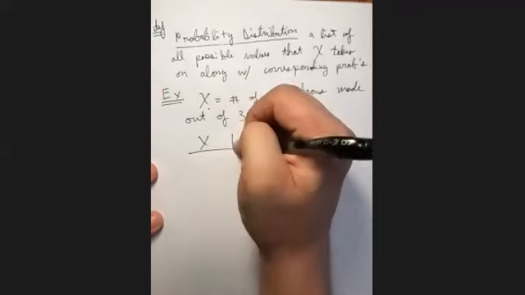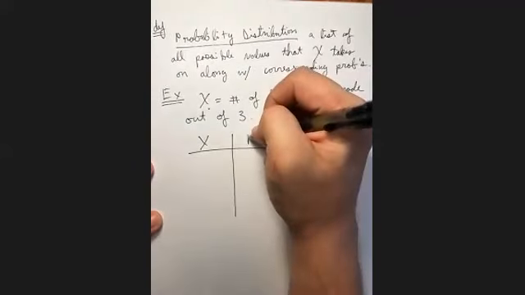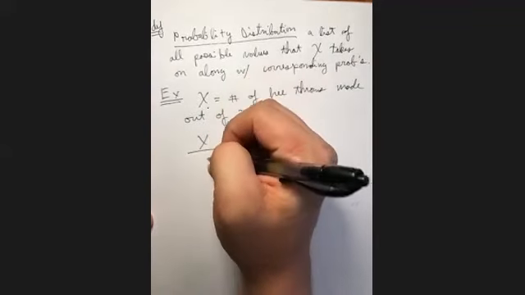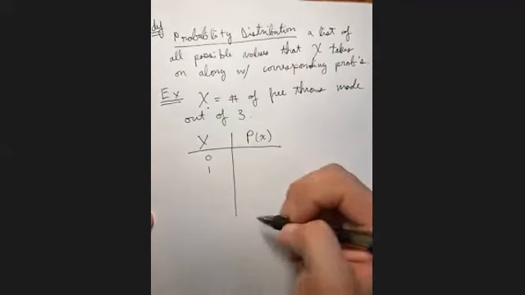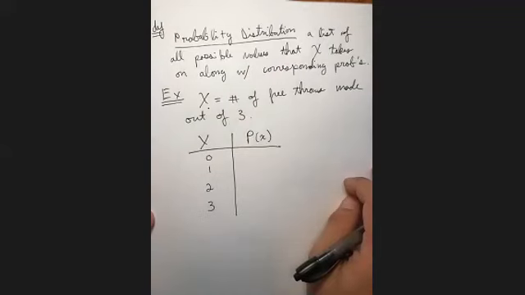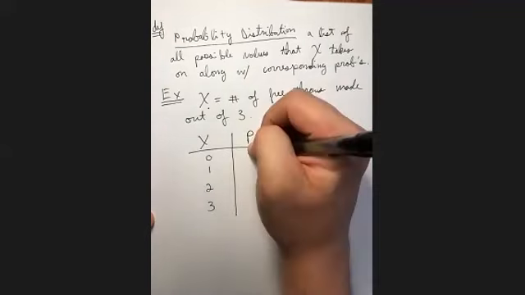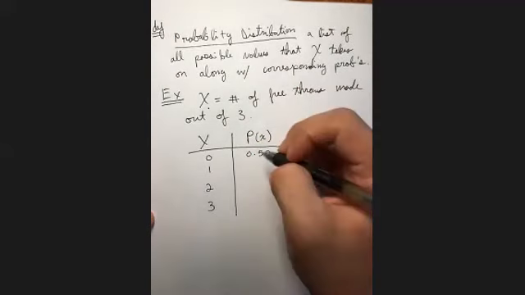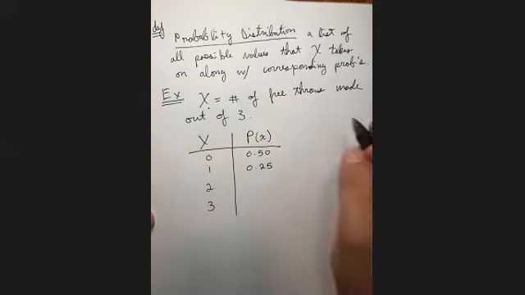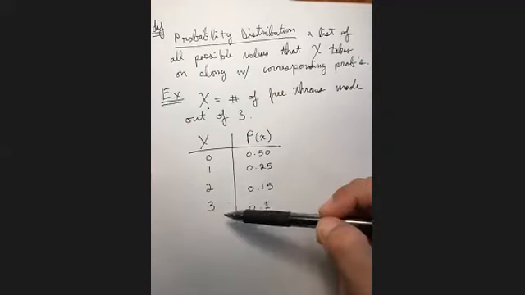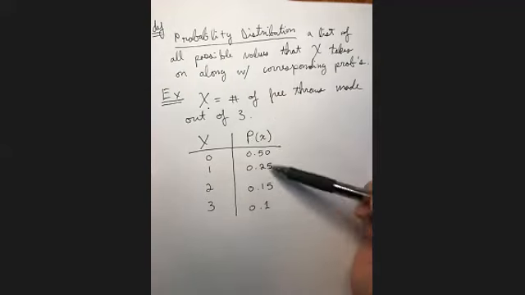Now, we can represent the possibilities here in a table. So capital X can equal either 0 for no shots made, 1 shot, 2 shots, or all 3 shots can be made. P of X will tell us the probability of a player missing all the shots, making 1, making 2, or making 3. So we're going to say that they have 50% chance of making no shots. They've got a 25% chance of making 1 shot, a 15% chance of making 2 shots, and a 10% chance of making all 3. So this, we would say, is a discrete probability distribution. We can see all the values that our big random variable can take on and all of its corresponding probabilities.